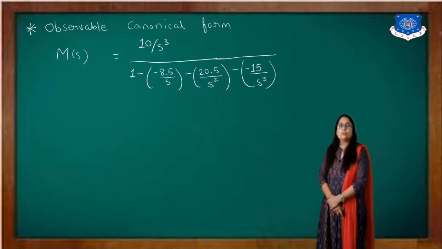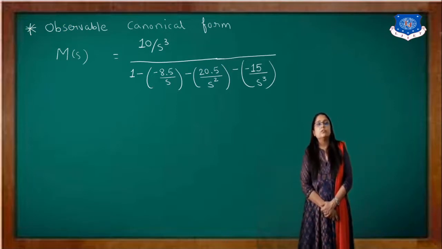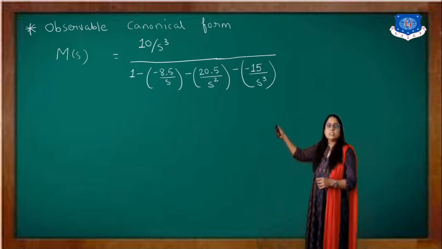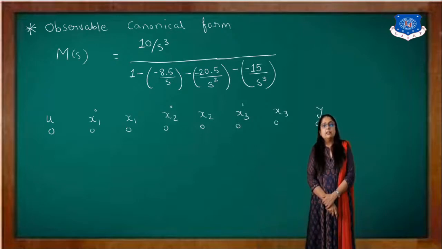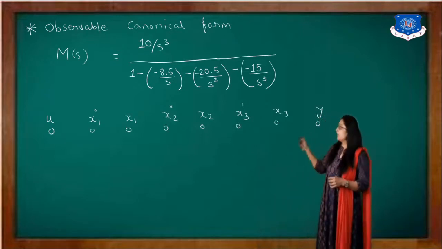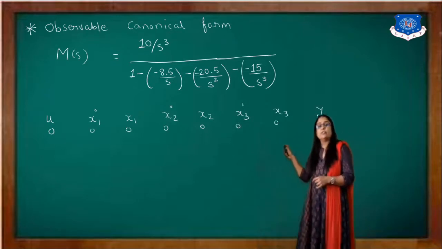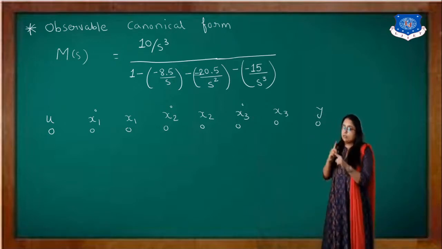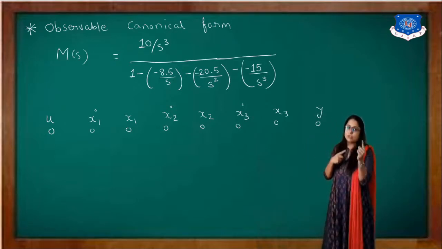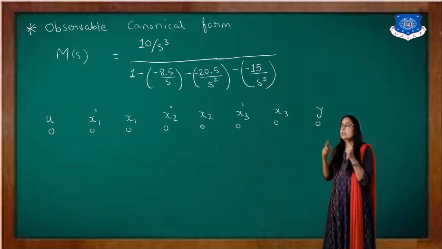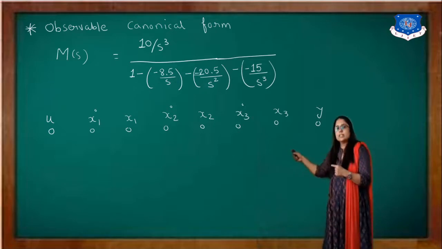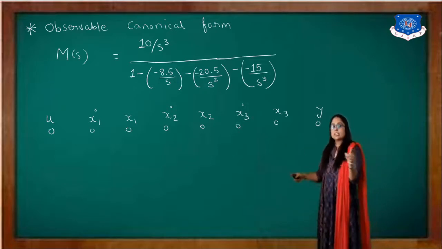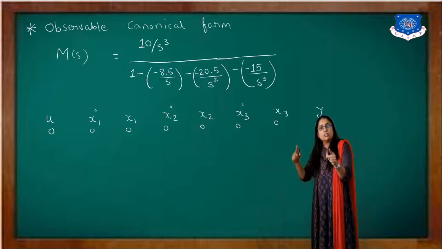Now the second canonical form is the observable canonical form. So we will just take this equation as it is. Now here we will take the nodes. To explain to you, I am just taking different nodes. You can use the same nodes that we used in the first, the controllable canonical form. But to explain, I am taking different nodes: that is C, x1 dot and then x1, x2 dot then x2, x3 dot then x3 and then y.